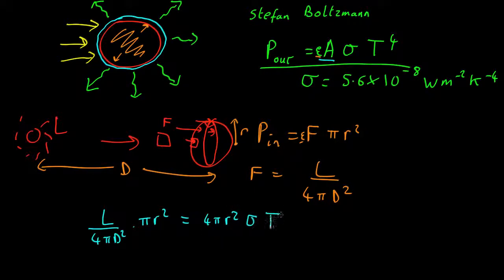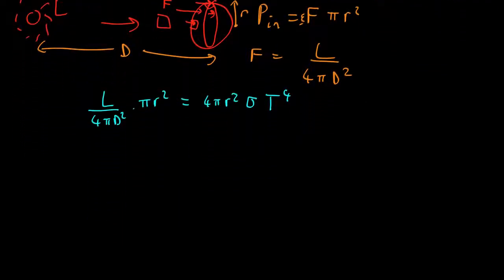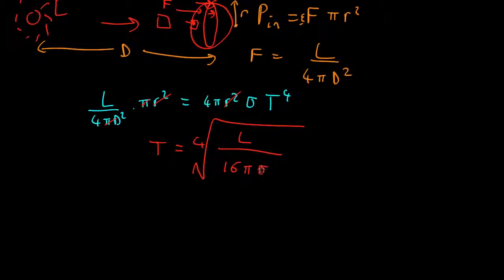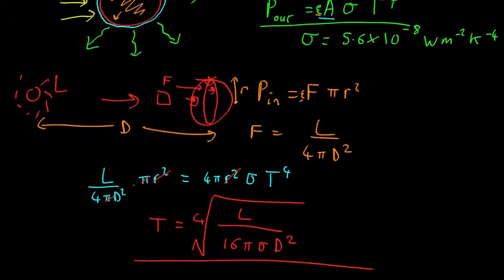Sigma T to the fourth. So we can cancel some pi's, cancel the r squared, and rearranging we find that temperature is going to be the fourth root of L over 16 pi sigma d squared. So that will tell us the equilibrium temperature we expect for a planet. That's if the energy in equals the energy out.